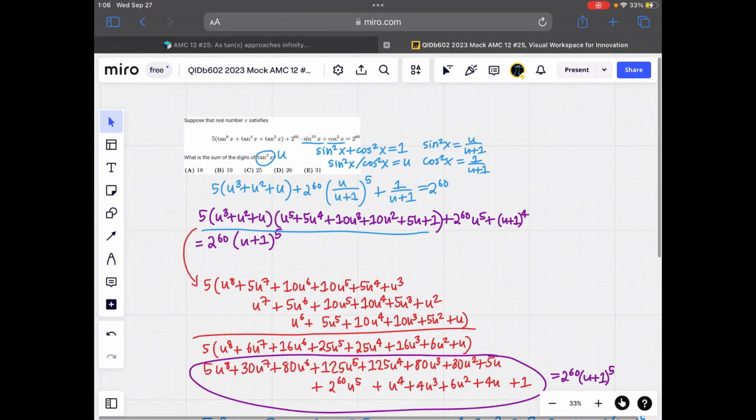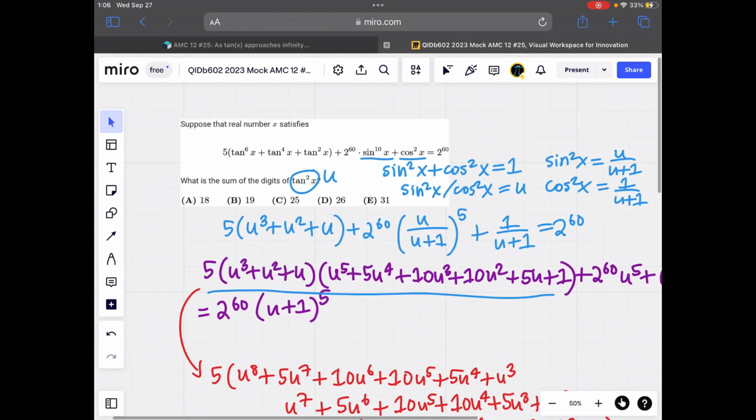Going back to the problem statement, it wants us to find the sum of the digits of u, and u is 32767. So we want 3 + 2 + 7 + 6 + 7, which is 5 plus 13 plus 7, and that's 18 plus 7, which is equal to C, 25.